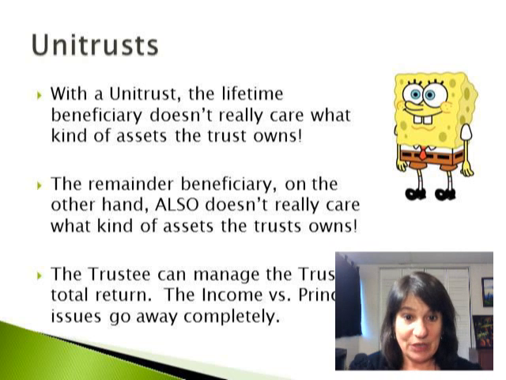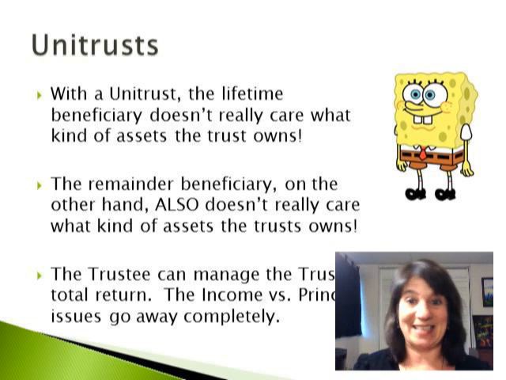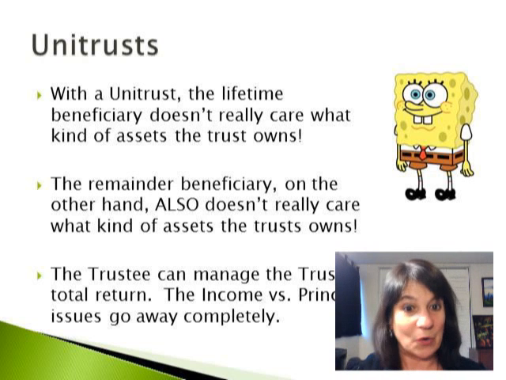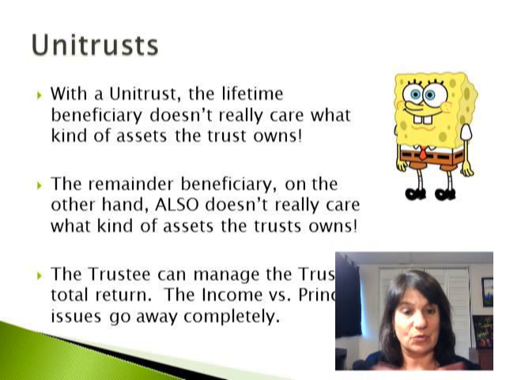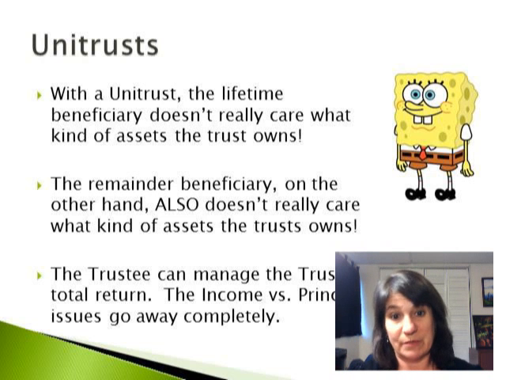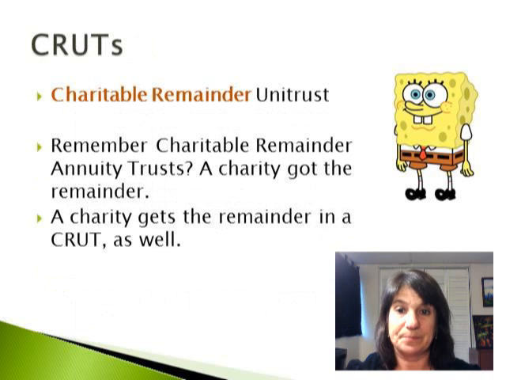So the cool thing about a unitrust is that the lifetime beneficiary doesn't care what kind of assets the trust owns, as long as the general value goes up. And the remainder beneficiary doesn't care what kind of assets the trust owns, as long as the general value goes up. So the trustee can manage the trust for total return, and no one's going to criticize that you had too much growth stock and not enough income stock. Now, so those issues go away, right? That tension between income and principal goes away. All of the other issues we've seen are still there. You still have to diversify. You still have to make sound investment choices.